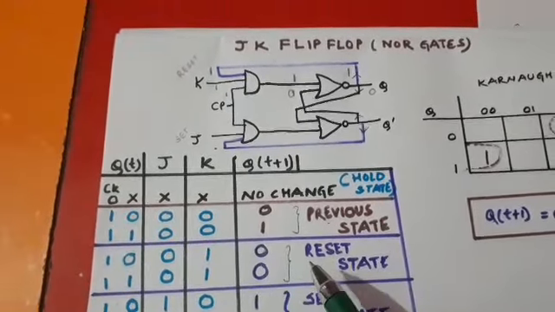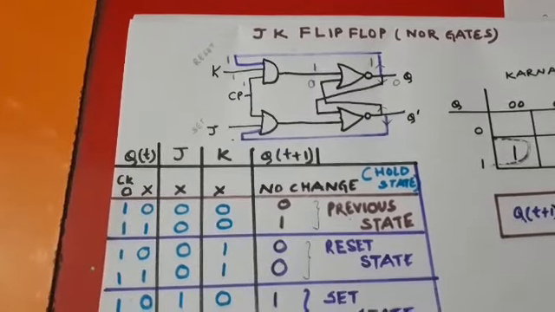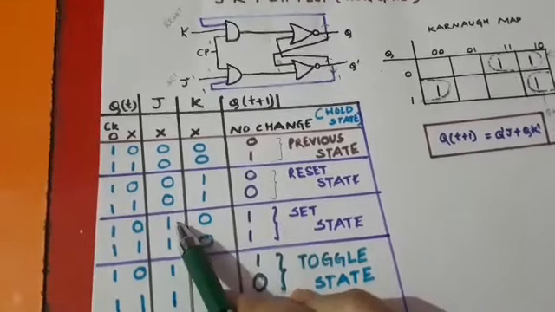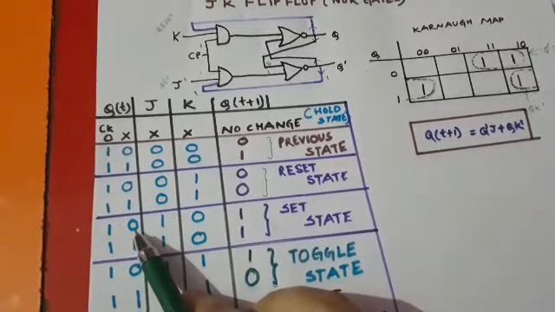So in that case, it is equal to the reset state. That is why I have written here reset state. Now we'll go to the next row. So the next row has this combination: J is 1, K is 0, and we'll assume Q to be 0.